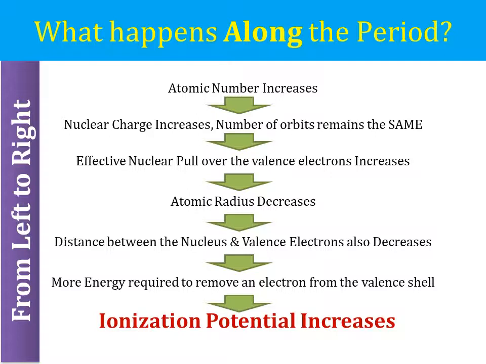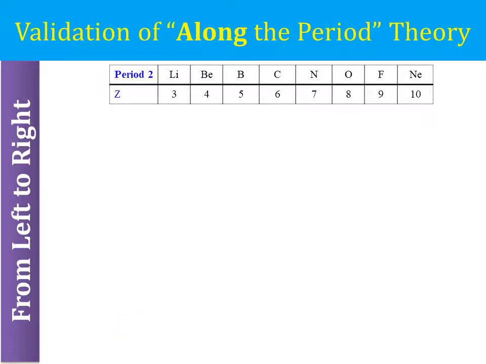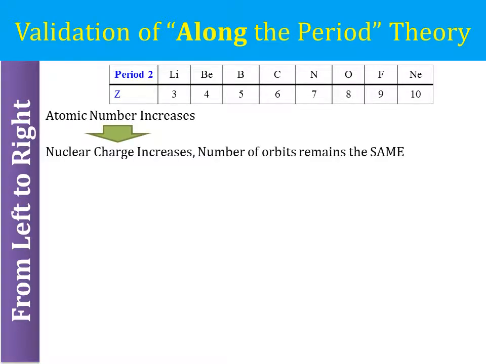Okay, we'll do the validation, of course. We're having this period number 2. And what are the atomic numbers there? 3, 4, 5, 6, 7, 8, 9, 10. So atomic number increases, as we can see over there. So nuclear charge increases, as we know that with the increase in the atomic number, the nuclear charge also increases, but the number of orbits remains the same.